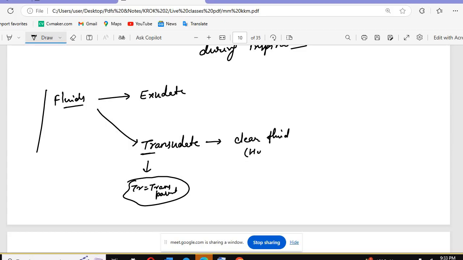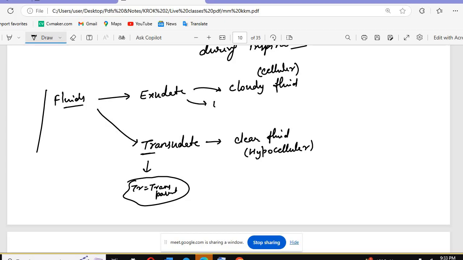Or we can call this hypocellular. So you can remember transudate by transparent. Transparent means clear, so that is why transudates are clear fluid. But if we talk about exudate, remember, they are cloudy fluid. They have loads of cellular content.